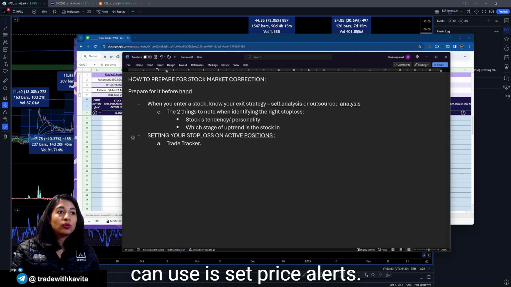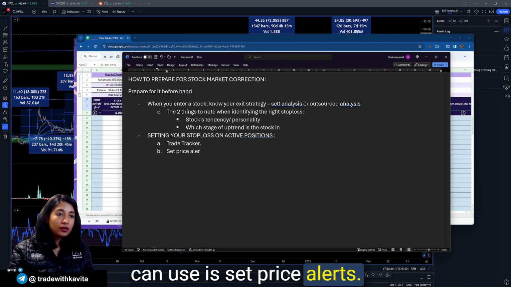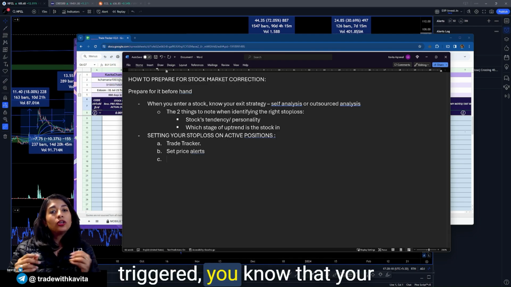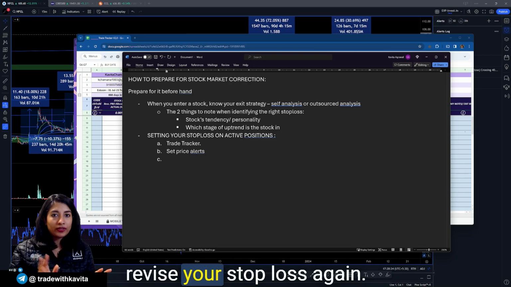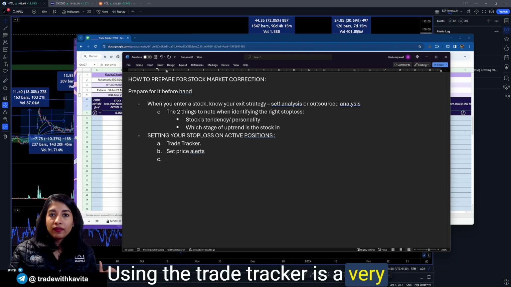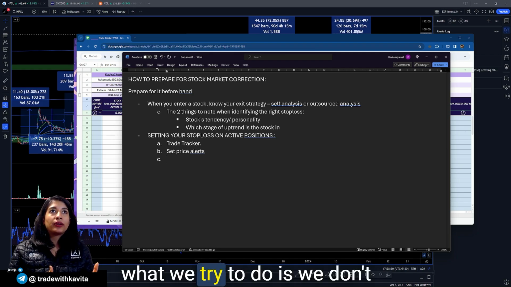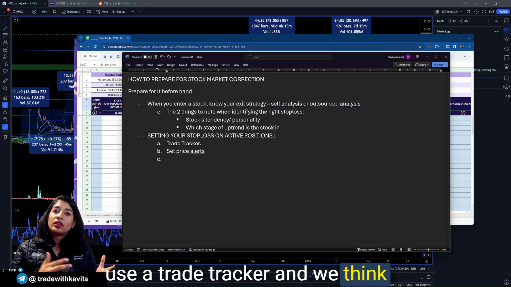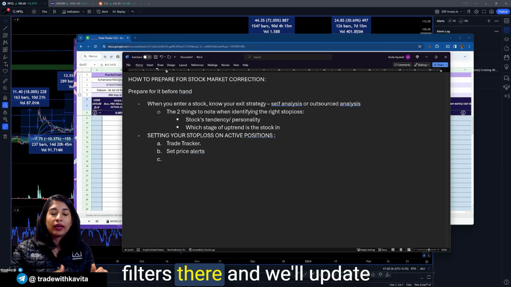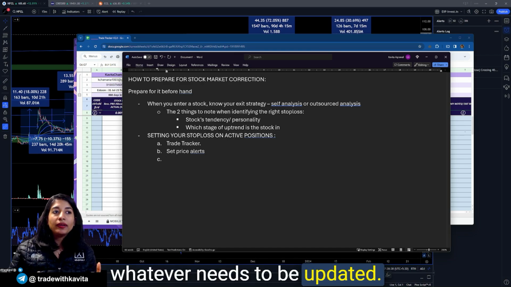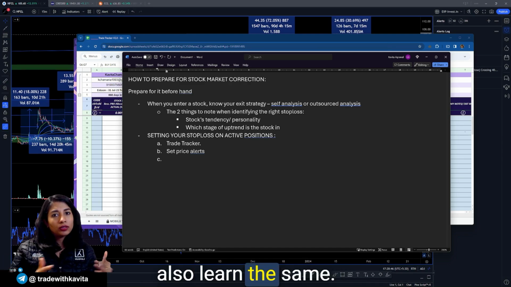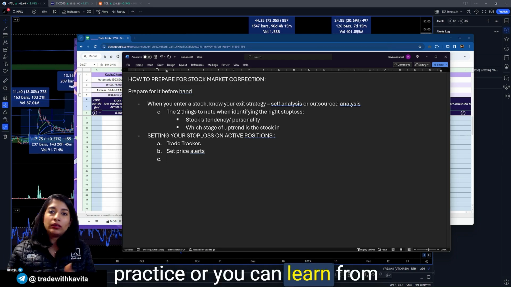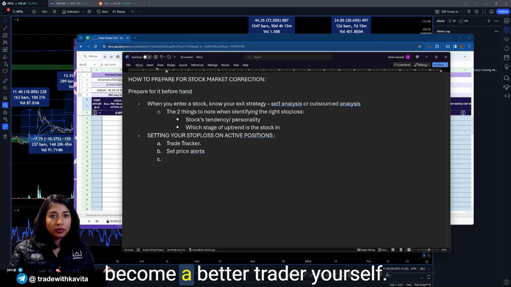Another mechanism that you can use is set price alerts. So when a price alert gets triggered, you know that your stock has moved significantly and go ahead and do some analysis, revise your stop loss again. Using the trade tracker is a very effective tool because sometimes what we try to do is we don't use a trade tracker and we think we'll go to the GTT, we'll do some filters there and we'll update whatever needs to be updated. But see, I learned through practice that's not a practical way of working, and you will also learn the same. You can either learn it through practice or you can learn from my experience and deploy that to become a better trader yourself.